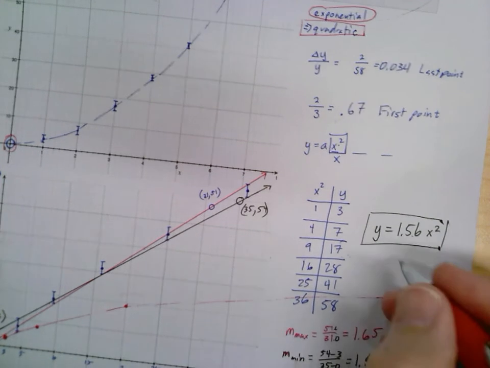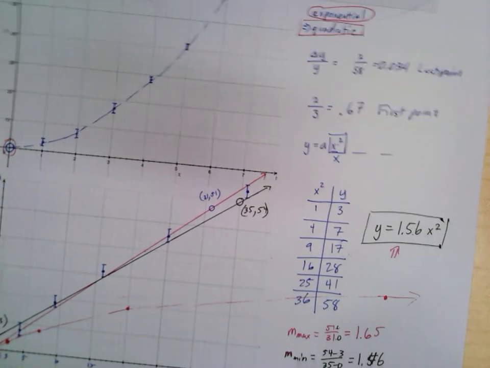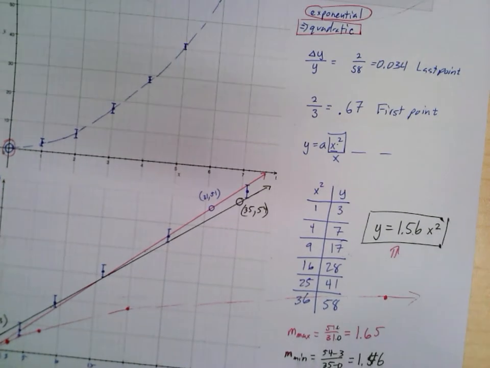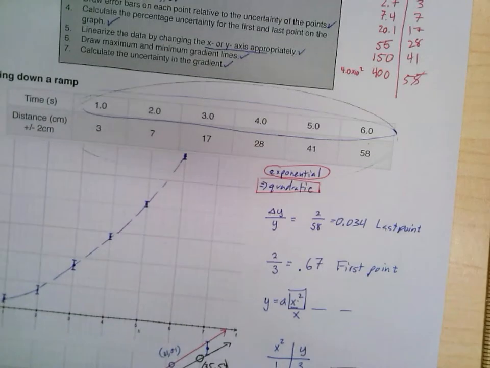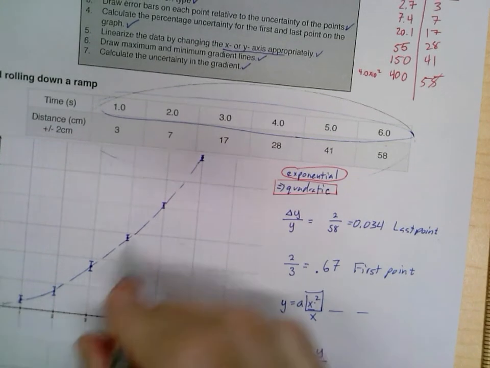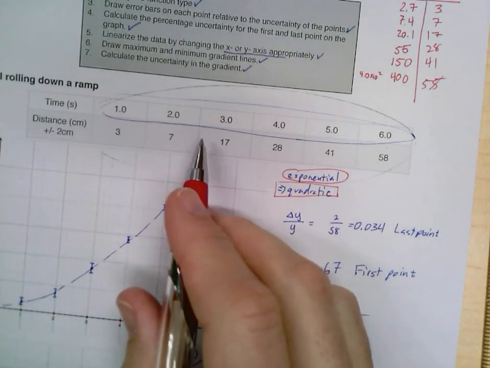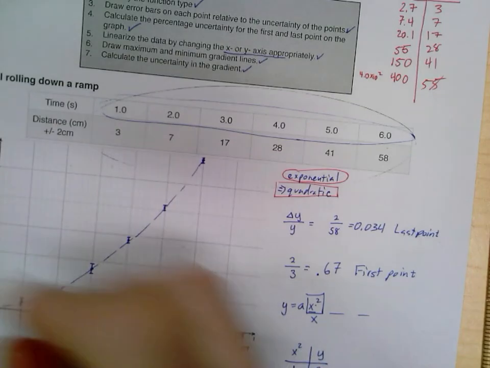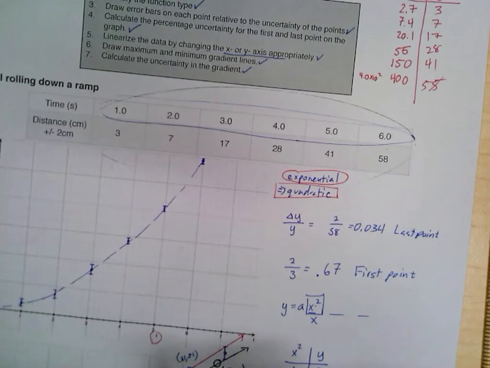And from there, we were able to create a model. We were able to find the uncertainty and the slope of that linearized line. Okay? You can do this for any type of function. Pay attention to what the original graph looks like. Decide what type of function it is, and then linearize it by changing either x or y, though most of you will be more confident with changing x most of the time.